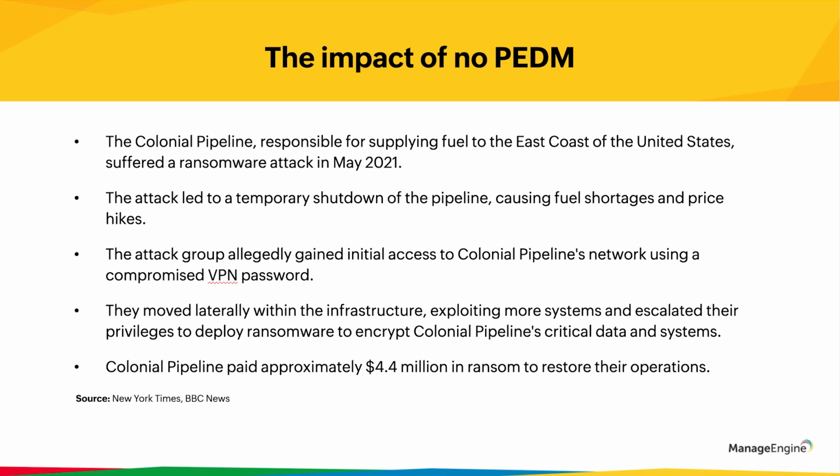So once they were inside the network, they were able to use the stolen credentials to gain the elevated access and move laterally across the systems to encrypt the Colonial Pipeline's critical data and systems, which cost around $4.4 million to restore their operations. So this completely proves that a proper PEDM solution could have prevented this loss.